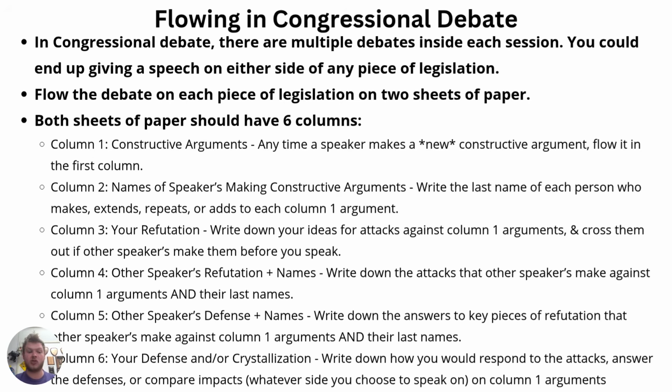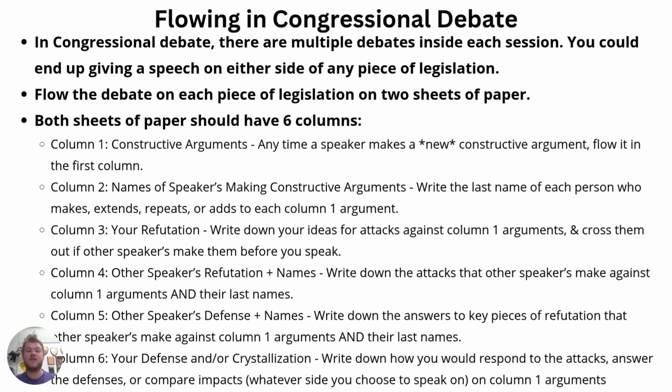You also want to write down, after you write down an attack, the last name of the person who wrote the attack, and that's because you might defend that point and answer those attacks later on. So for the fifth column, this is where you'd switch back over to the side that this paper is for. So if this is the affirmative paper, you're back in your affirmative color. If other speakers answer the attacks of negative speakers here, then you would write down their defenses and the names of the people who made those defenses.